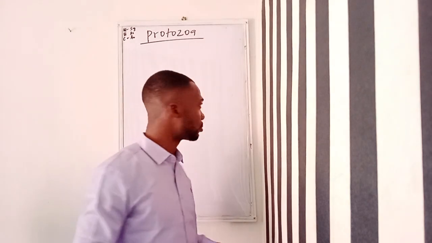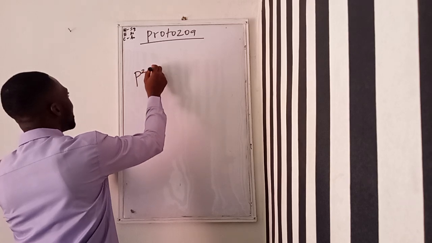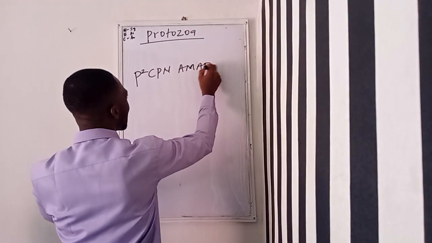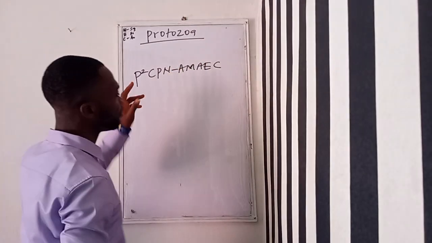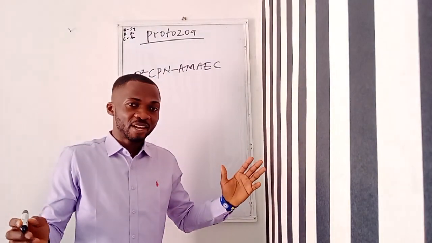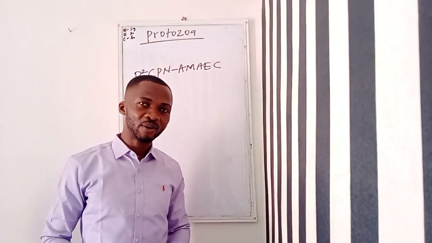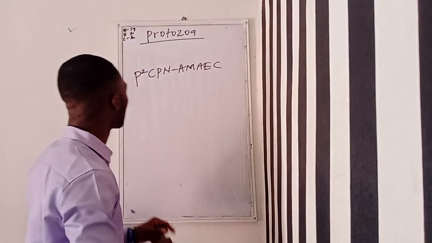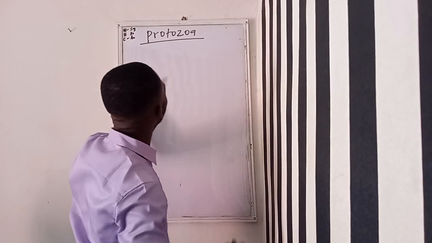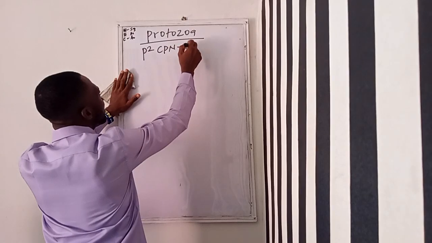And I want to write out this acronym. I wrote P squared CPN, then amic. P squared CPN amic. So with this, I can tell you the different phyla we have in the animal kingdom. So let's go. The first one, so let me write this upwards. P squared, CPN, amic.